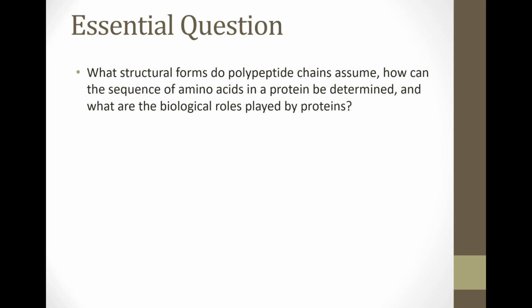what are the essential questions for the chapter? And this one's pretty straightforward. What we're interested in is what structural form does a polypeptide chain assume, and how do we determine amino acid sequence, or more importantly, what is amino acid sequence, and what are the implications of amino acid sequence for the structure of the protein and in terms of its biological history. Also, what are some of the roles proteins play biologically?